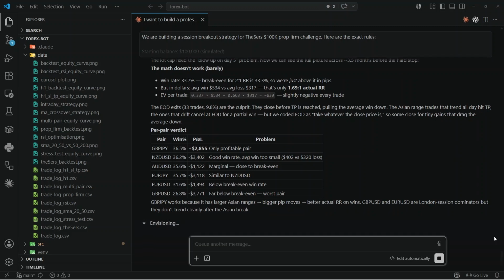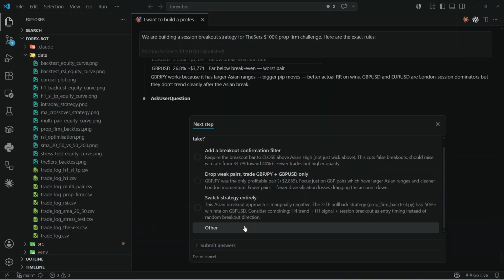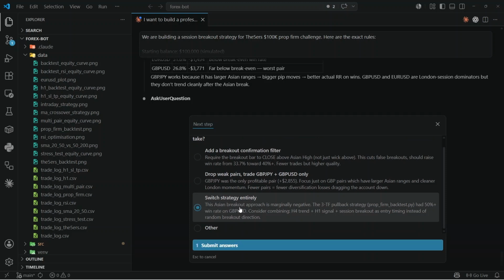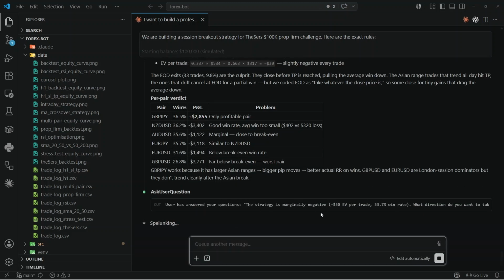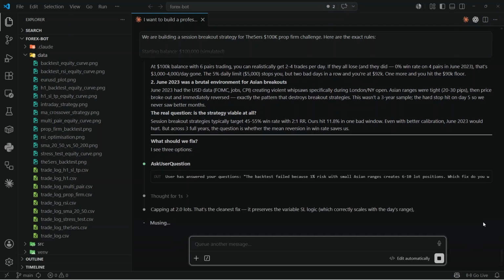We already had exactly that from the previous episodes. The 4-hour 50 by 200 SMA trend filter: only take buy breakouts when the 4-hour is bullish, only take sell breakouts when the 4-hour is bearish. One filter, same strategy, same pairs.